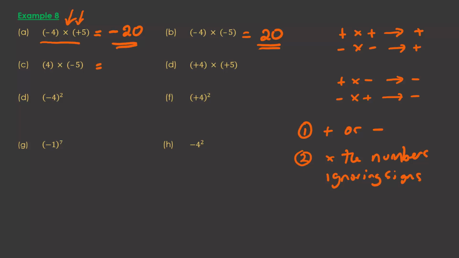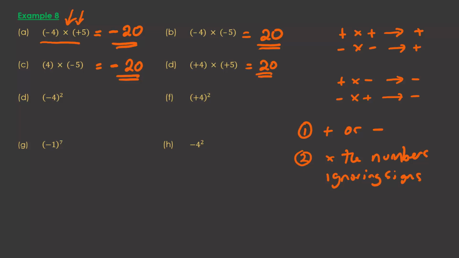With the next one, I'm doing a positive times a negative. Those signs are different, so the answer will be negative. And then just do 4 times 5. Positive times a positive, well, we're used to that. That's just 4 times 5, which is 20.